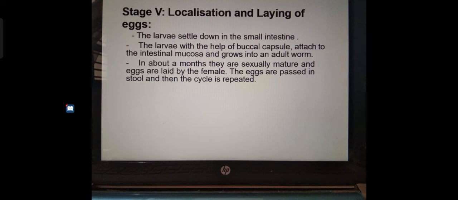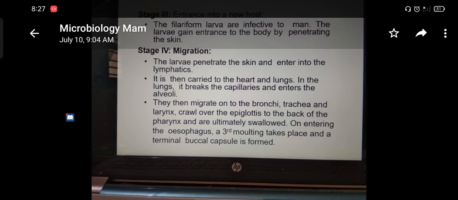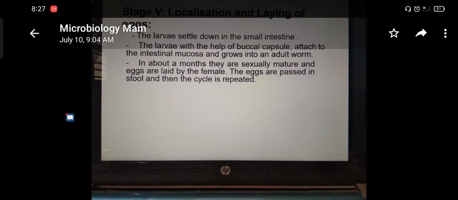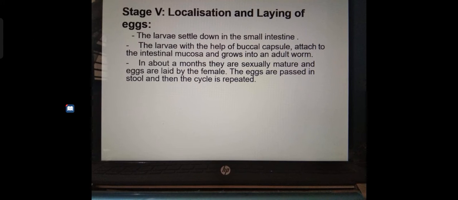Here you can see the localization of laying of eggs, and we will discuss that. The larva settles down in the small intestine, then the larva, with the help of the buccal capsule, which is formed in the pharynx, attaches to the intestinal mucosa and grows into an adult worm.